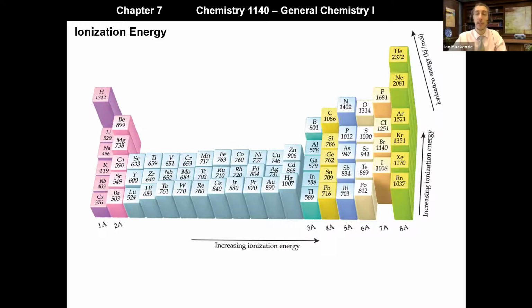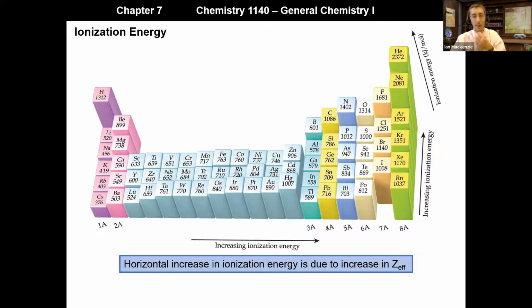Here what we notice is that the ionization energy increases as we go left to right across the periodic table, and it decreases as we go down the periodic table. Now, what are the explanations for those? Well, the horizontal increase is due to the increase in the effective nuclear charge. If I simply compare nitrogen versus carbon, for example, the effective nuclear charge that those valence electrons feel in nitrogen is greater than it is in carbon, and thus those valence electrons are held more tightly, and so it's harder to remove a valence electron from nitrogen than it is from carbon.